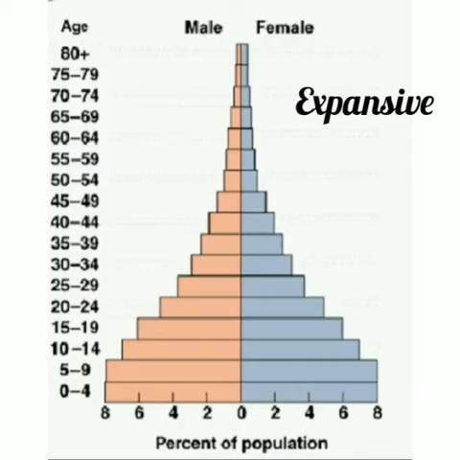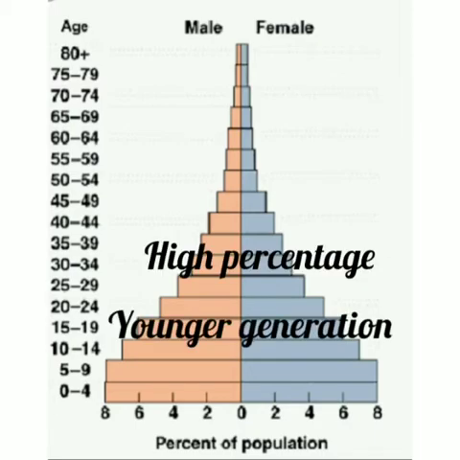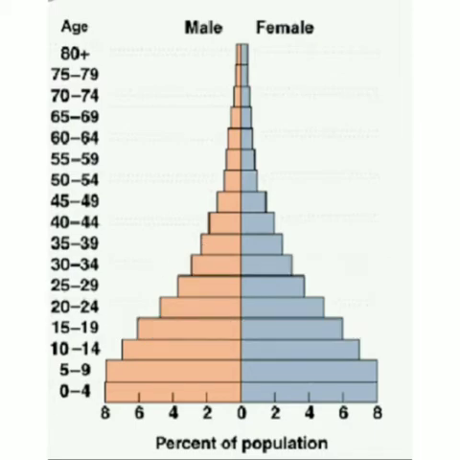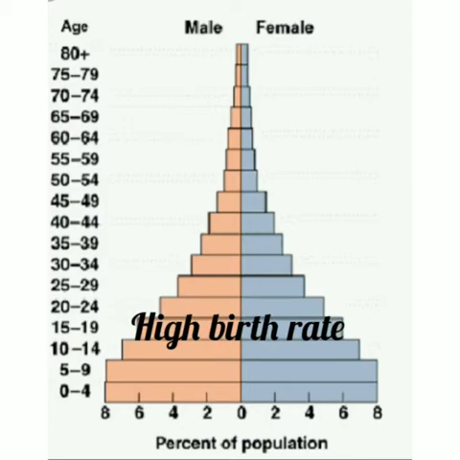An expansive population pyramid shows a population that has a high percentage of younger age groups. It points to the prevalence of high birth rates in the area. So when there is a high birth rate, younger generations are more.